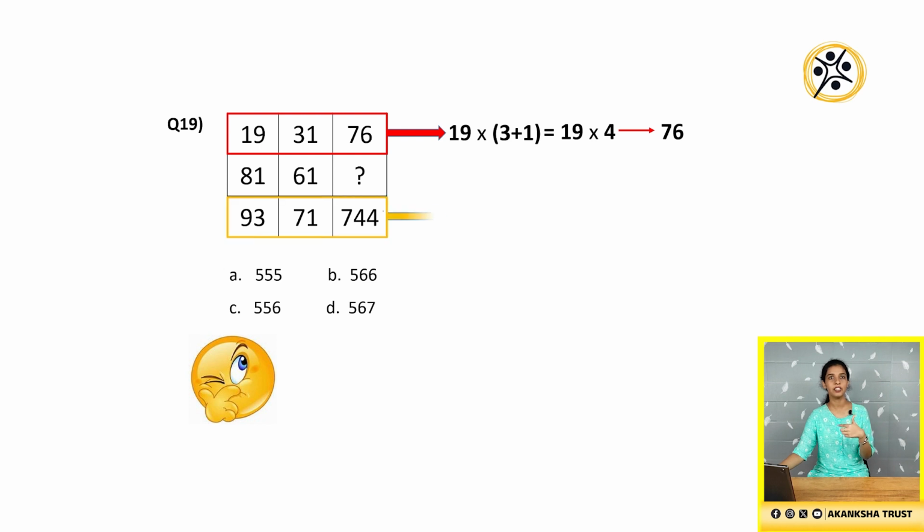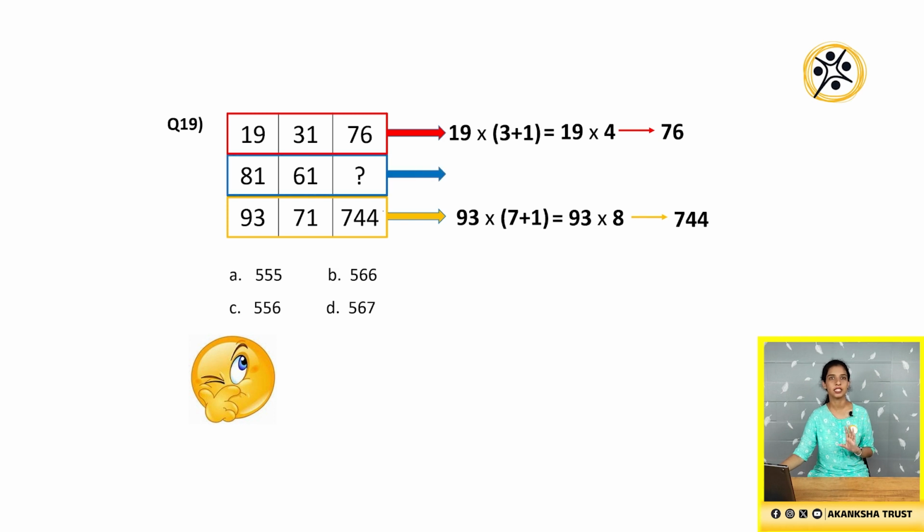So let us establish this by checking the third row entry, that is 93 into 7 plus 1, which sums to 8. 93 into 8 gives us the product of 744. So here the missing number is that product itself.